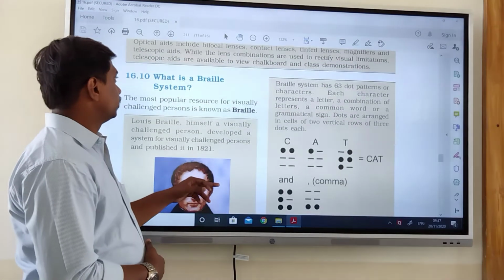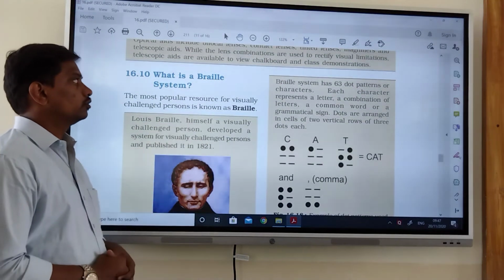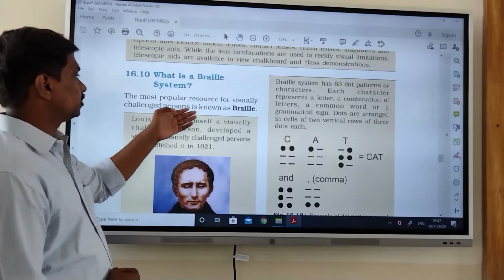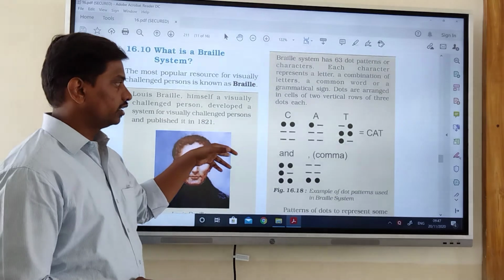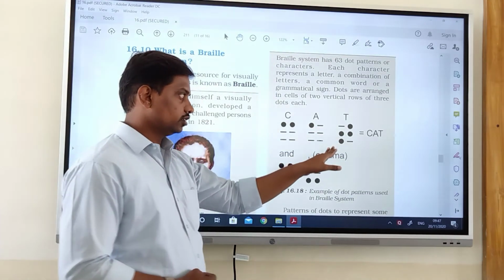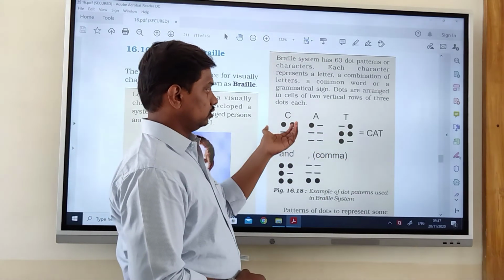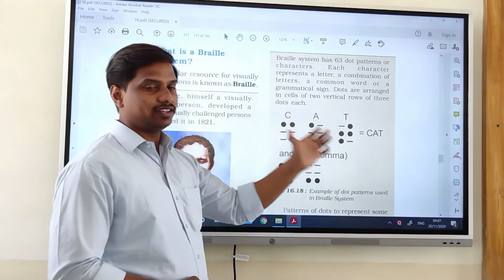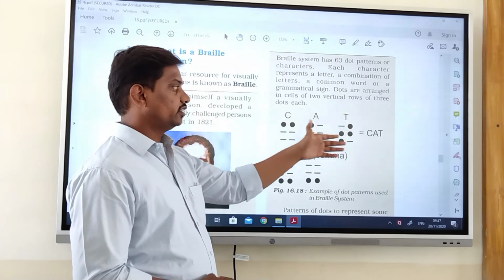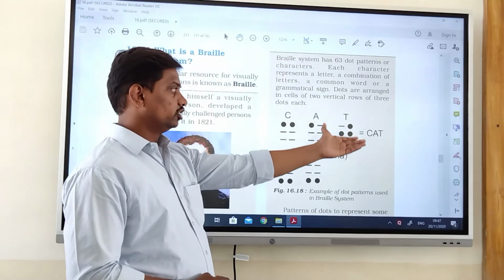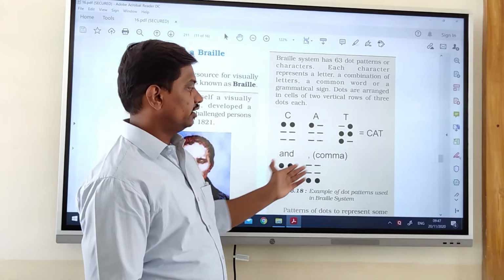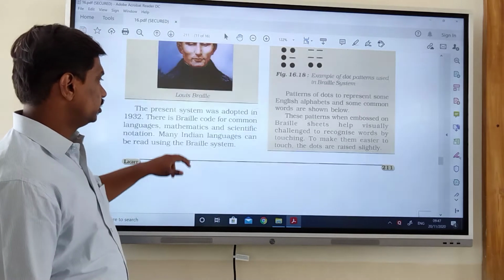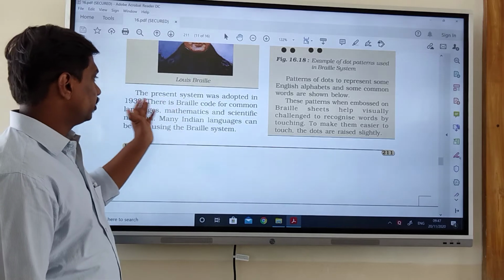Okay. So what is the Braille system? The most popular resource for visually challenged persons is known as Braille. So like this, there are dot patterns. So for CAT, like that, they have an identification pattern. If they touch this pattern, they can say this one is cat, this one is ant, this one is comma. So like this, they will touch and recognize. The present system was adopted in 1932.